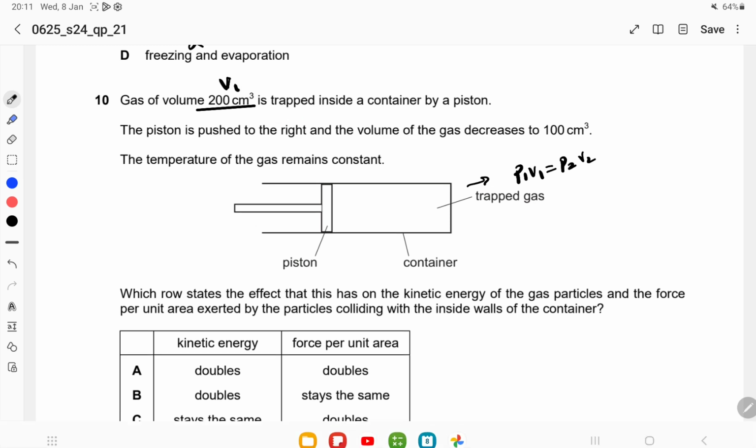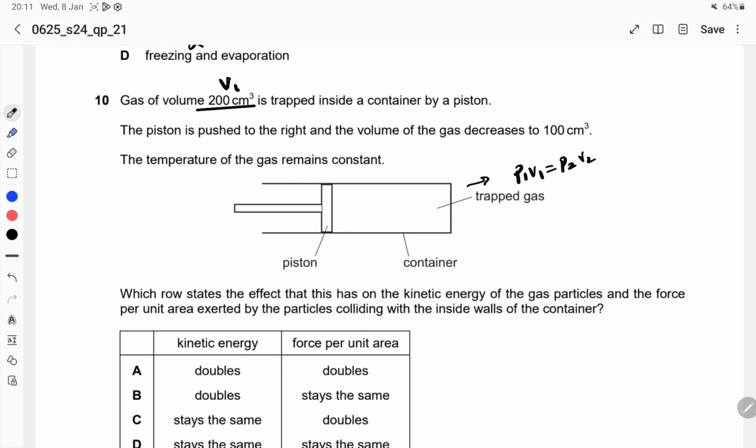Okay, it is trapped inside a container by a piston. You can see the piston. The piston is pushed to the right. Let's assume the new position of the piston is here. So you have reduced your volume. And they're telling you that the volume is decreased to 100. Which means from initial volume of 200, it is now becoming 100. So your volume has halved. Which means your pressure will double. Correct? Because P1 V1 has to be equal to P2 V2.